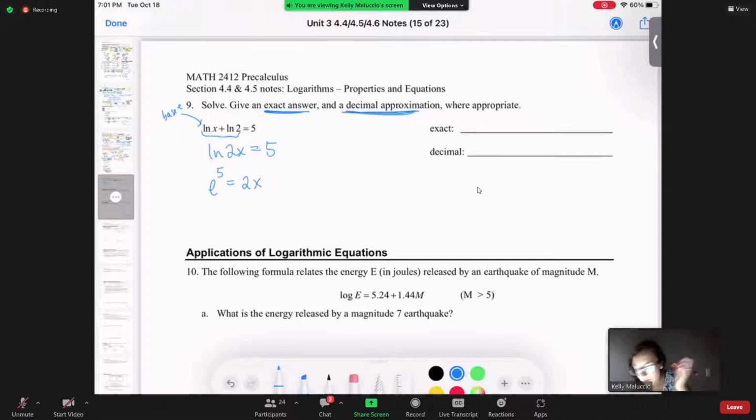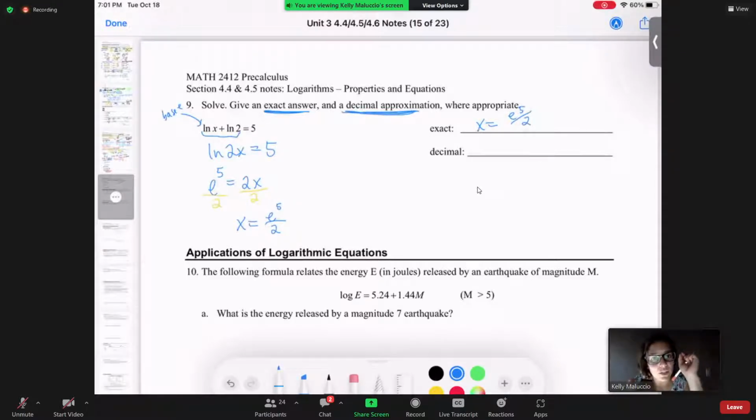So I'm just going to divide. I'm just solving this like normal algebra. Divide both sides by 2. And I get x equals e to the 5th over 2. So this is my exact answer, right? e to the 5th over 2. Because I don't know what that is, but it's exact.